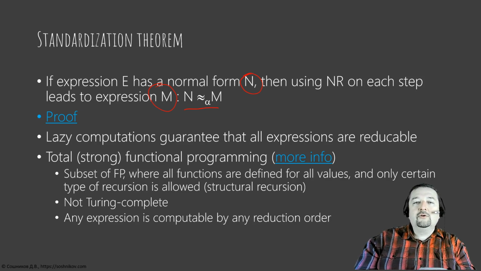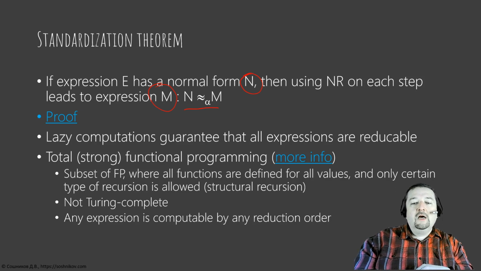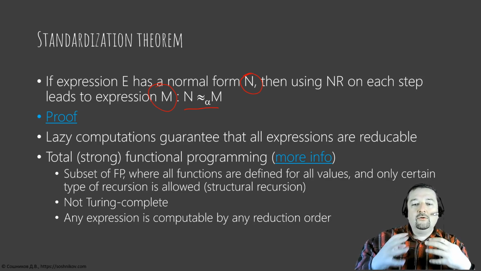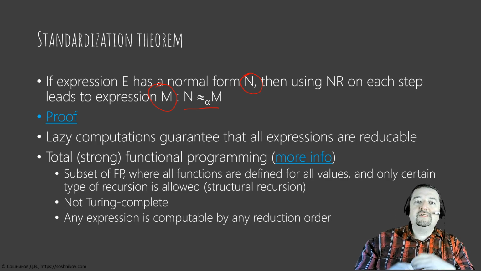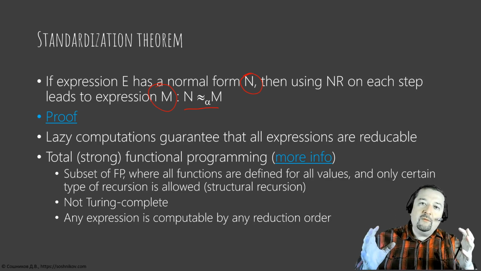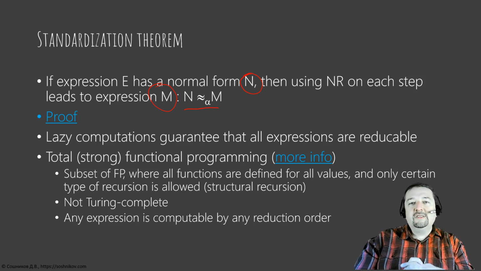In fact, in total strong functional programming, we demand that all functions are defined on all values. So all functions are well defined, and there is only one specific type of recursion which is allowed, called structural recursion. And the good thing about structural recursion is that on each recursion step we make the expression shorter, which means that we guarantee the absence of those kind of endless loops.